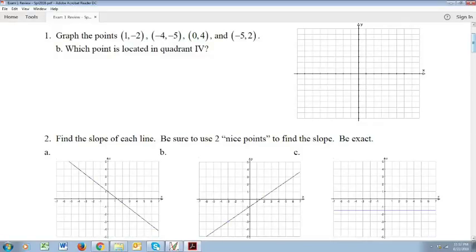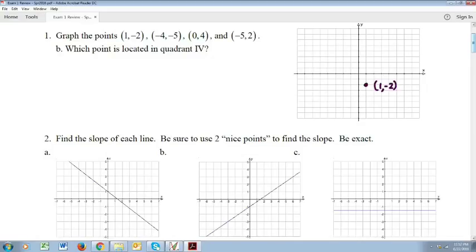Alright, in this video I'll be reviewing the problems that are on the review for our graphing test. So first of all, it says graph the points 1, negative 2, and there's 3 others there. So starting at the origin, we're going to want to go 1 to the right, or in the positive x direction, and down 2, since we're going in the negative y direction. So that puts us right there.